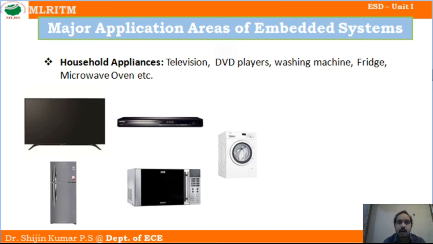Second one is household appliances. Nowadays we have smart TVs, DVD players, then washing machine, fridge, microwave oven. So these are all examples of household appliances that use the embedded system technology. All these consist of an electronic or mechanical hardware, controlled using a microcontroller, and there is a firmware that is loaded into the microcontroller.